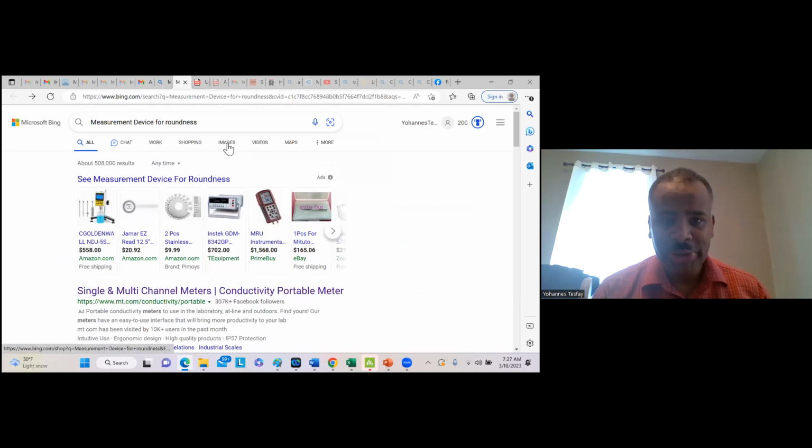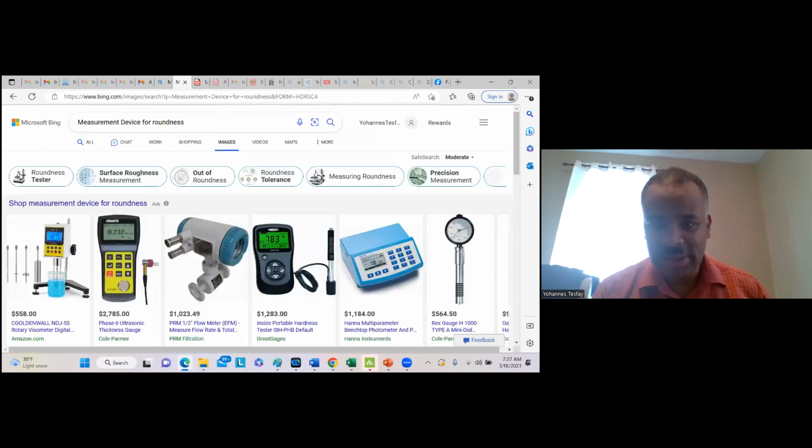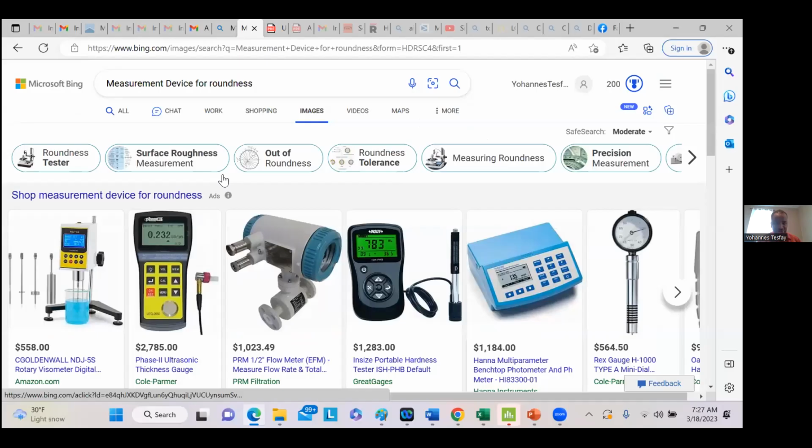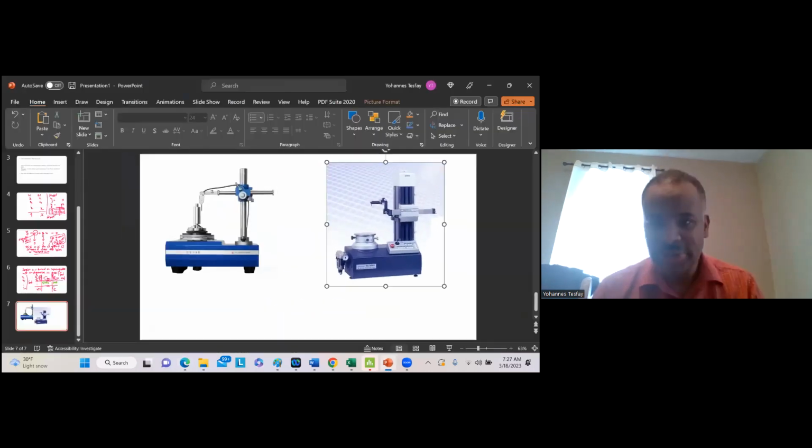When you go to a company, for example, these measures roundness. You see, this is also just measuring roundness.